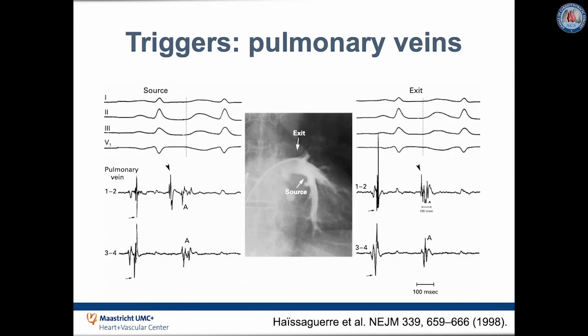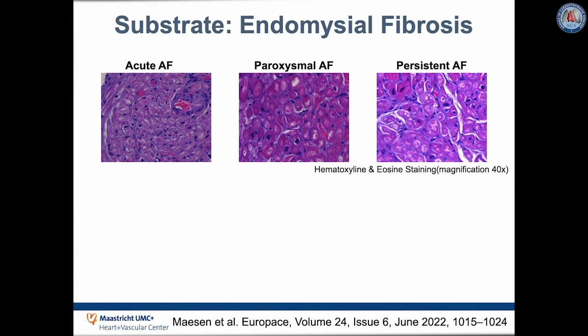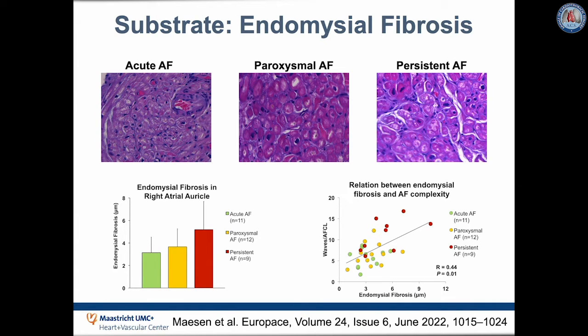A nice example of such a trigger are the myocardial sleeves of the pulmonary veins. And in 1998, Haïssaguerre demonstrated in his seminal paper for the first time ectopic activation from the pulmonary veins. A nice example of structural remodeling is the occurrence of endomysial fibrosis. Here you see three histological slides of a patient in acute AFib, paroxysmal AFib, and persistent AFib. As you can appreciate from the slices, there is an increasing amount of connective tissue in between the muscle bundles. And as we could demonstrate, this goes hand in hand with an increasing AF complexity.